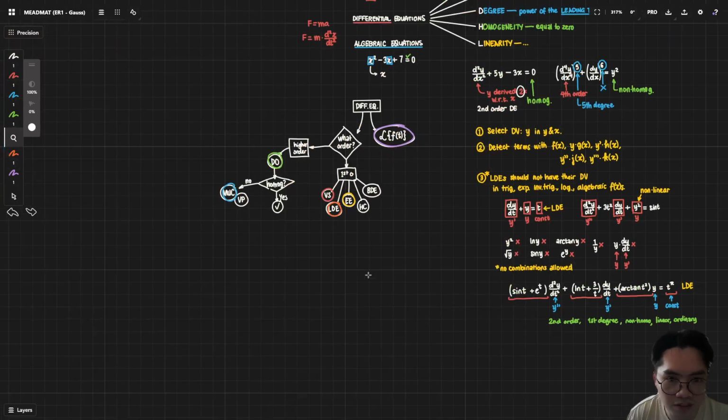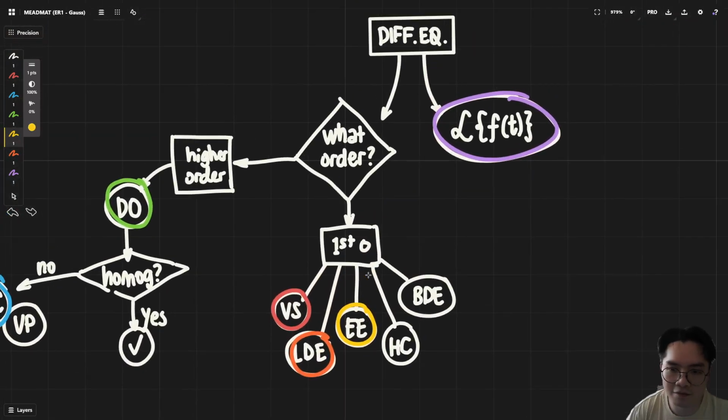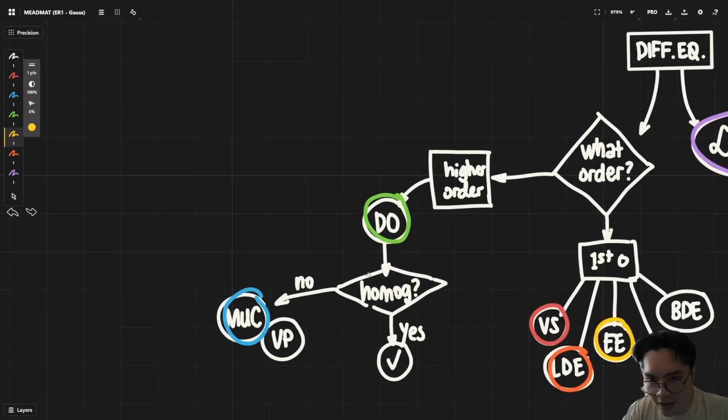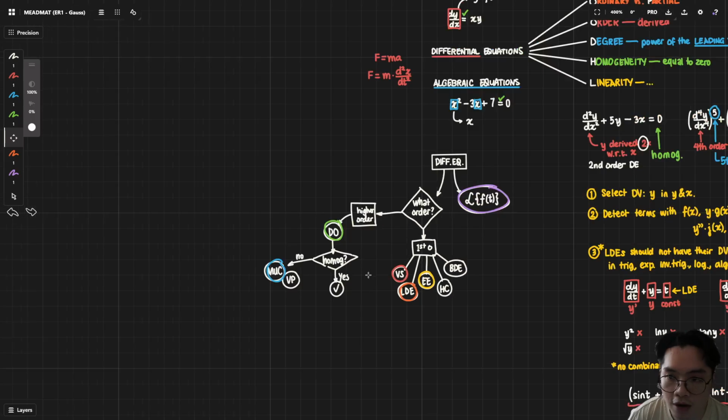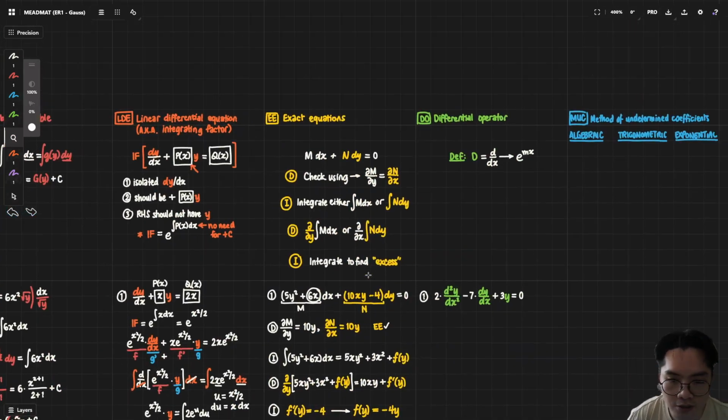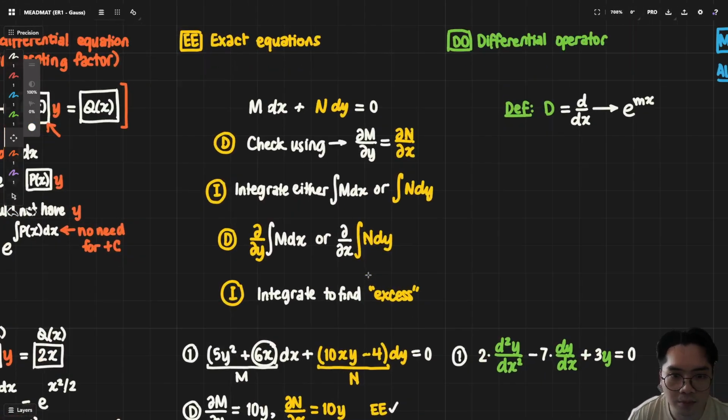If you detect that your differential equation is of the first order, what happens if it's now higher order? We will now, in the next video, look at the differential operator, and after that, we will have the method of undetermined coefficients. So, all right, that will be it for now.